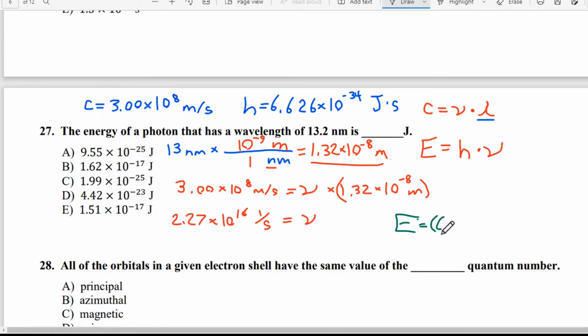So then I'm just going to plug in Planck's constant, 6.626 times 10 to the negative 34 joules seconds, joules times seconds. And notice since this is 1 over seconds, seconds is going to cancel out. 2.27 times 10 to the 16th, seconds to the negative 1.